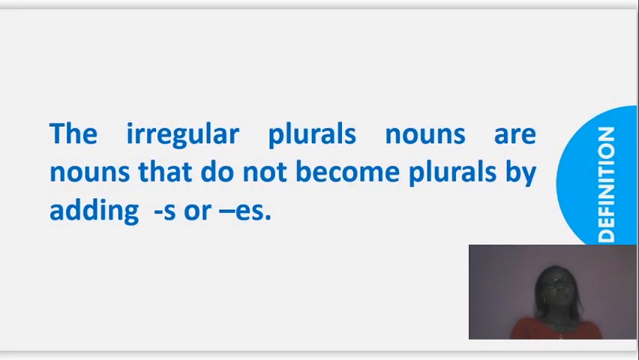Irregular plural nouns are nouns that do not become plurals by adding s or es. I'm sure you have noticed that there are some words that, if you want to get their plural, you just add s. A word like chair, just put s, you have chairs. A word like window, you just put s, you have windows. Then there are some words that you have to add es, like tomatoes. Tomato, plural will be tomatoes.